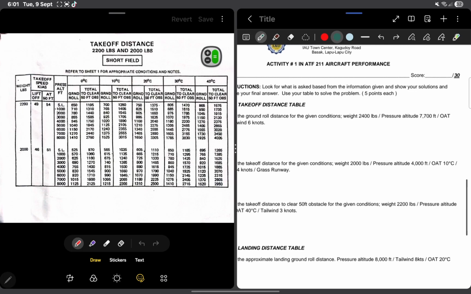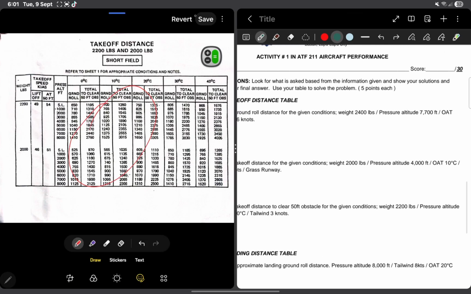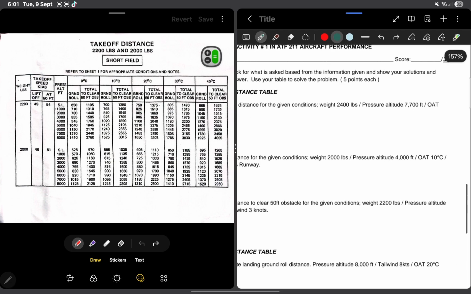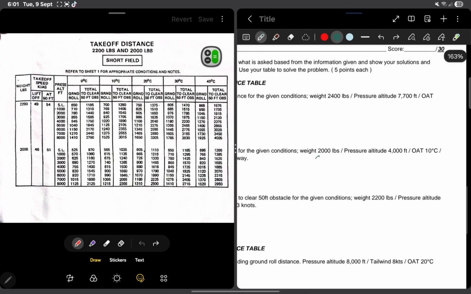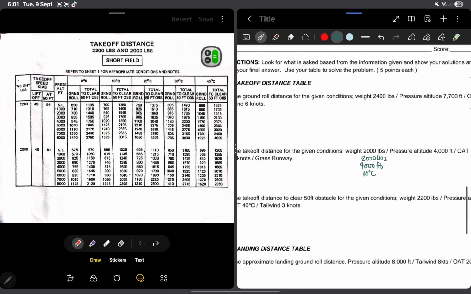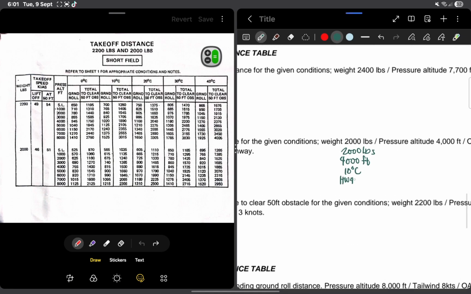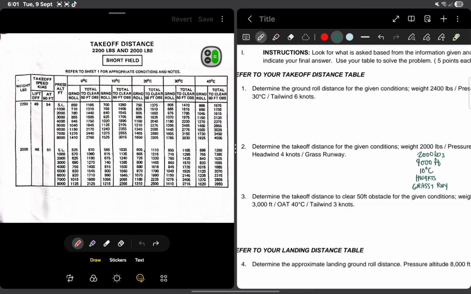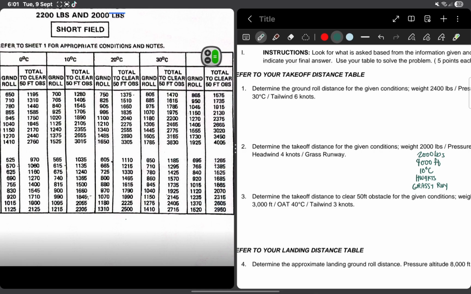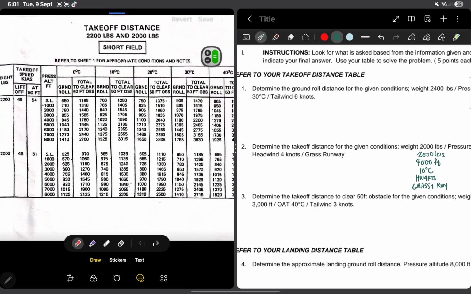What we have to do first is, since we have our table here, we need to find out what our given is, so we can refer to it on our table. Right now, it's 2,000 pounds, 4,000 feet in pressure altitude, and 10 degrees Celsius of outside air temperature. And we have headwinds of 4 knots. So, headwind 4 knots in a grassy runway. What we need to look for is we need to determine the takeoff distances. If it does not mention ground roll, we will look at our total to clear 50 feet obstacle value.